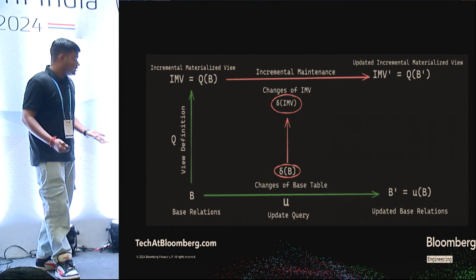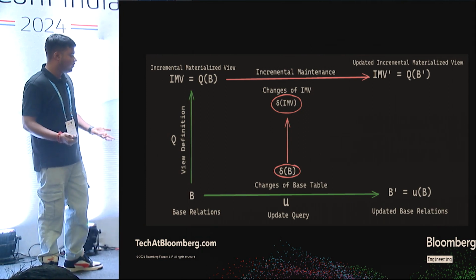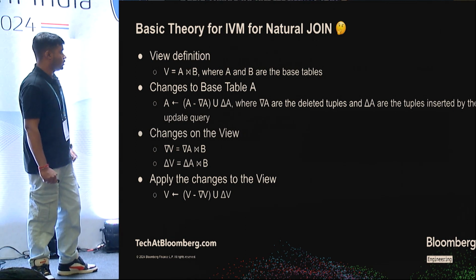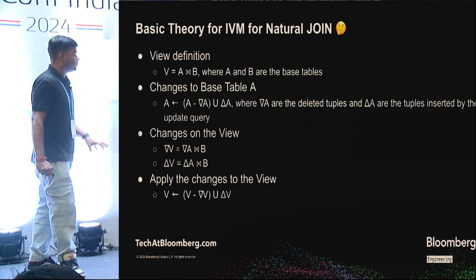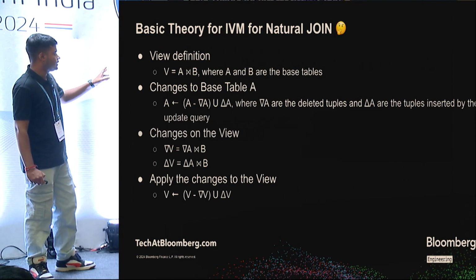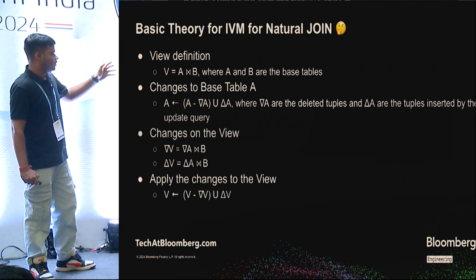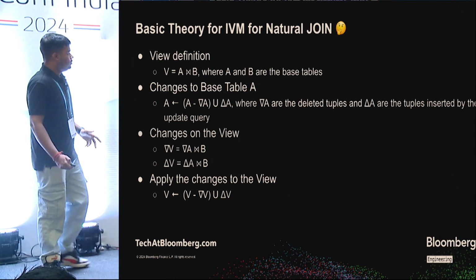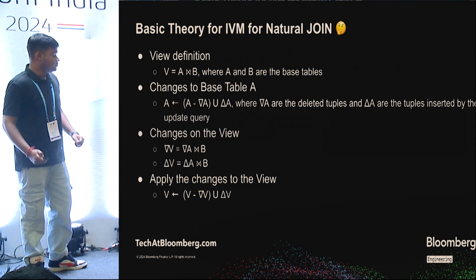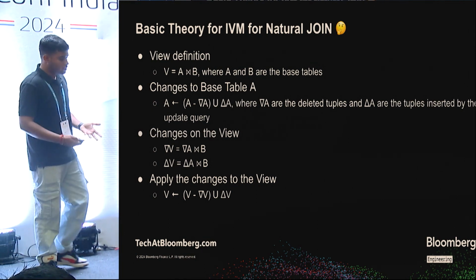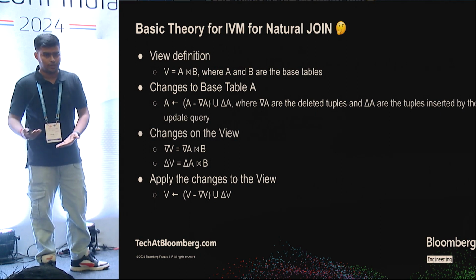Now this approach seems correct, but how are we going to propagate the changes? For that, let's take an example of natural join. Let's consider for this example that the view definition is quite simple: A natural join B, where A and B are our base tables. Now our base table A undergoes some changes. The changes can be represented by some rows that were added and some rows that were deleted.